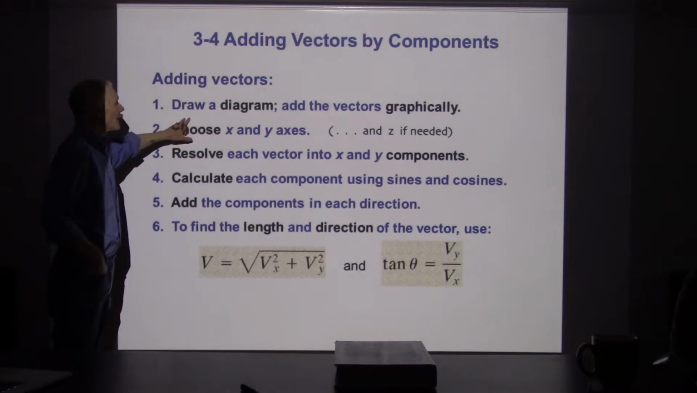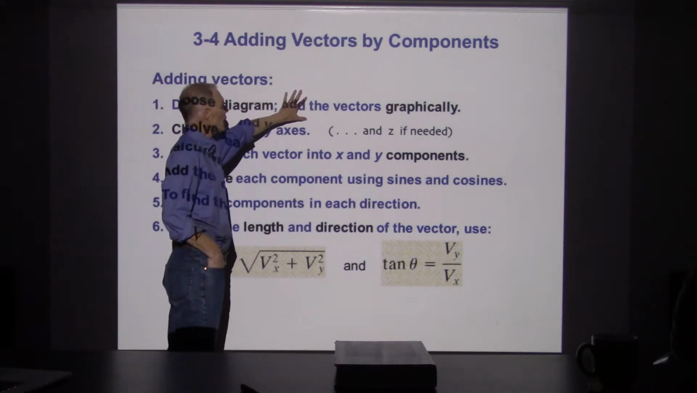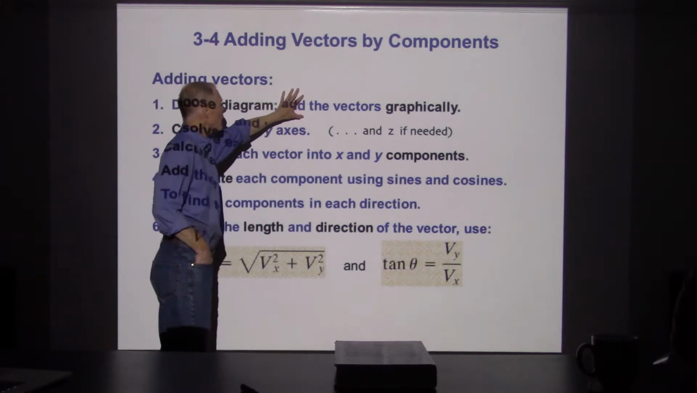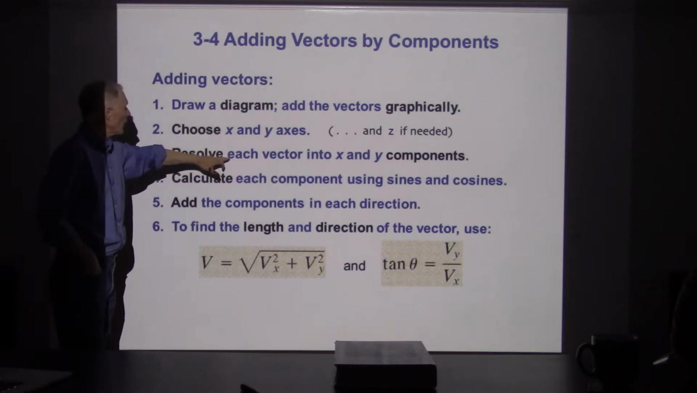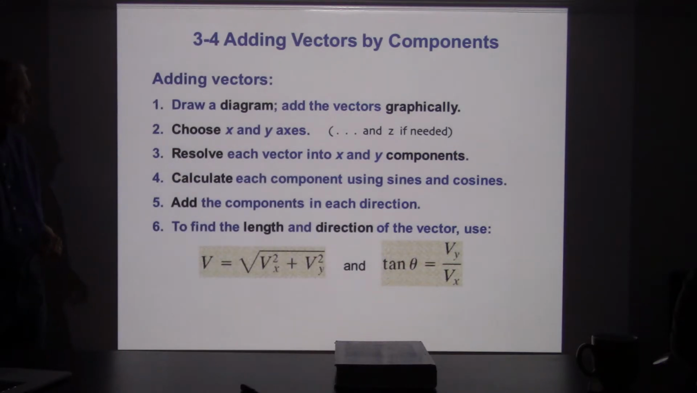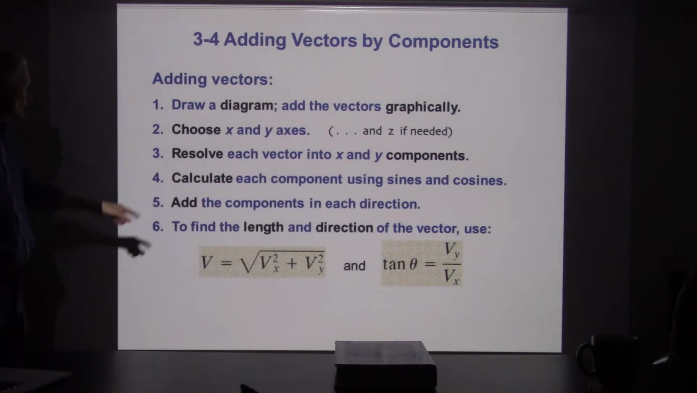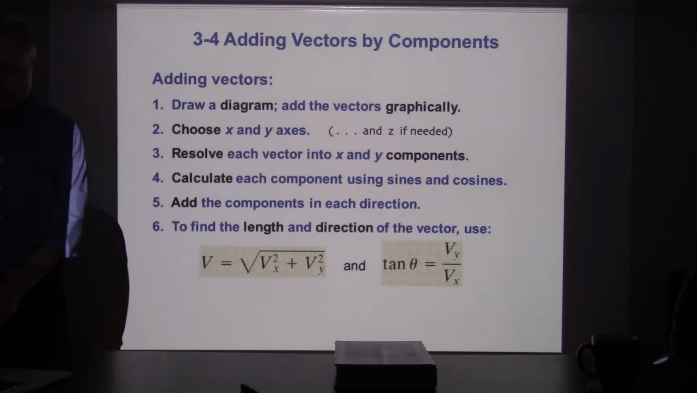So draw a diagram. Let's draw the vectors graphically. More often than not, we'll draw the vectors that we're dealing with, and then we will resolve them, is what it's called, into components. And then we'll combine the components using the sine and cosine formulas. And then we can find the magnitudes and the angle using Pythagorean's theorem and using trigonometric definitions.